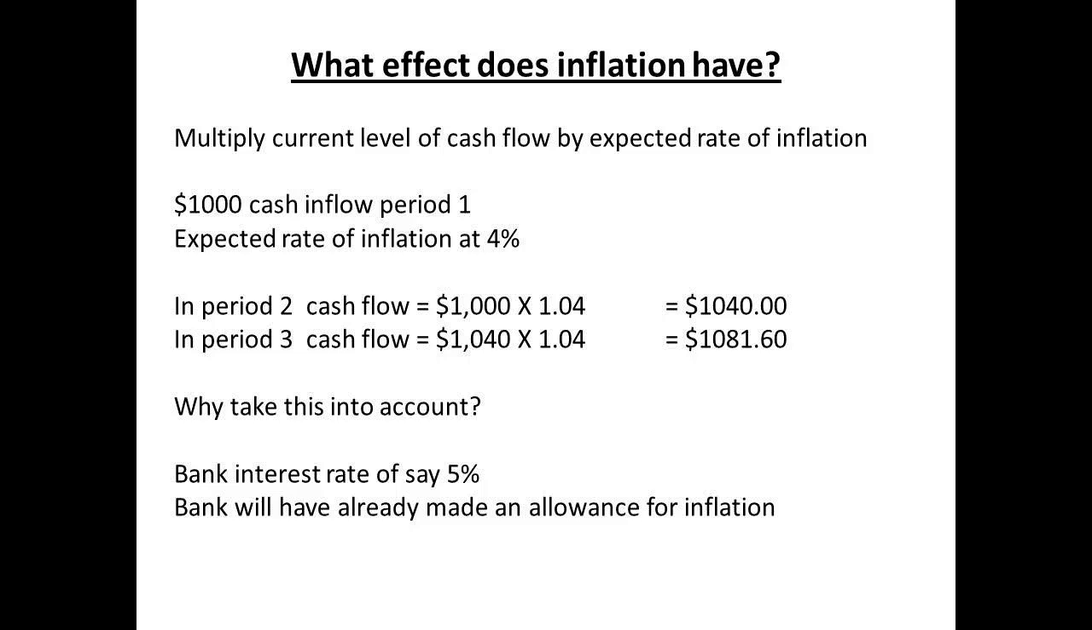How do we take into account the rate of inflation and why? We multiply the current level of cash flow by an expected rate of inflation. It is important to realize that banks and lenders will already have made an allowance for inflation when they determine the interest rate for a loan. Their interest rate will be slightly above the expected rate of inflation.